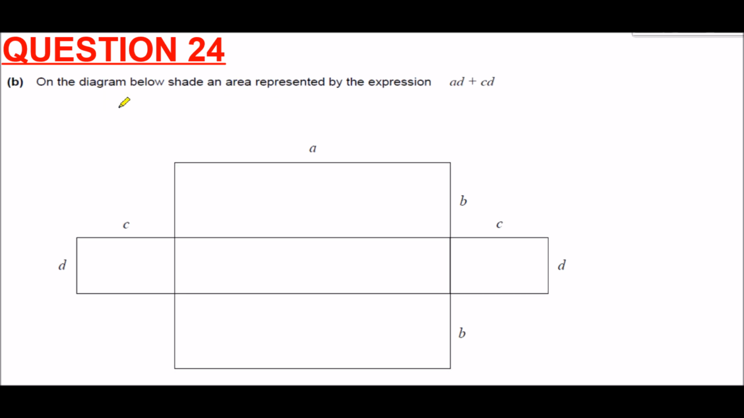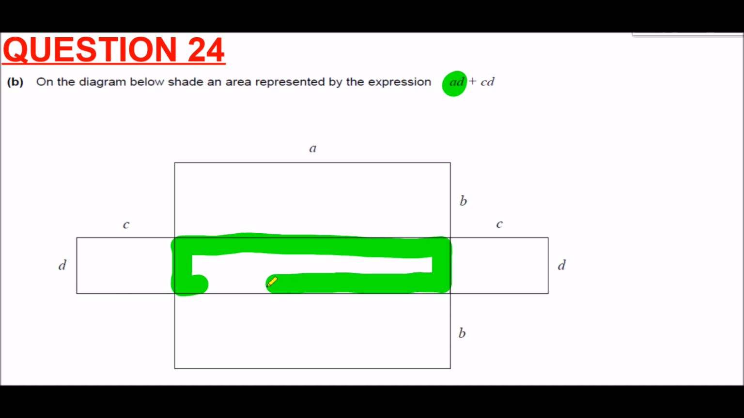Part B, on the diagram below, shade an area represented by the expression AD plus CD. So we could treat this as 2 separate rectangles. And so, just like before, can we find a rectangle with an area of AD? So which rectangle is A long and D wide? Well, D is a middle width and A is a middle length, and so AD is actually this middle rectangle. So I shouldn't really go over the lines like I am doing, but just colouring it as best I can.